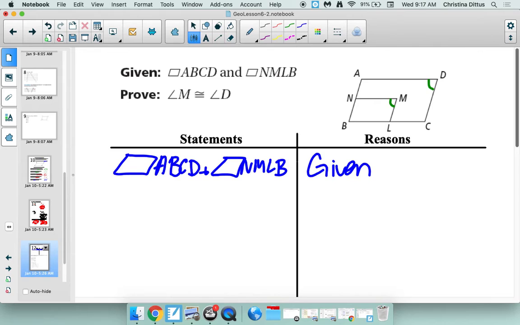Okay, and the big one, this angle D, what do I know about it? It's congruent to angle B. So I can say that angle D is congruent to angle B because they're what kind of angles? They're just opposite in our parallelogram. Opposites. And we know that because I told you that opposite angles are congruent.